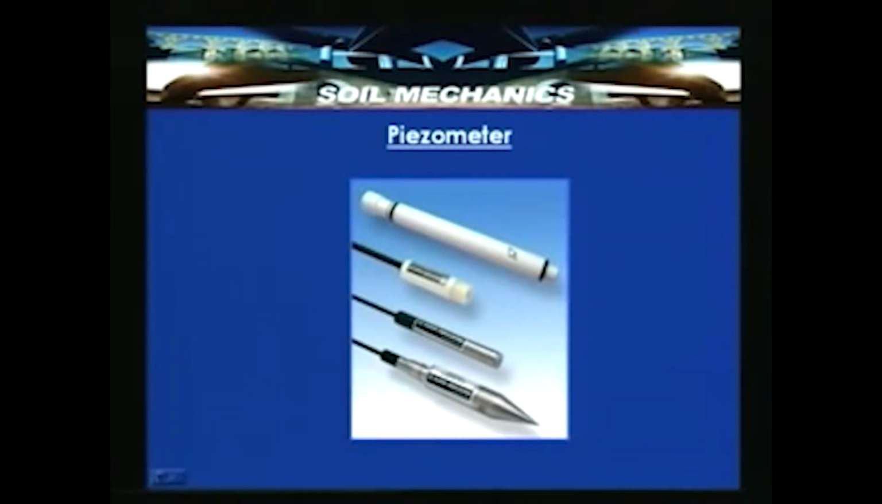Basically, there are two types of piezometers. One is the Casagrande's piezometer, and the other is the Bishop's piezometer, which are widely used for assessing the pore water pressure in the field.